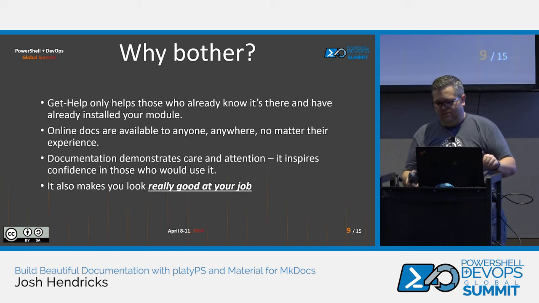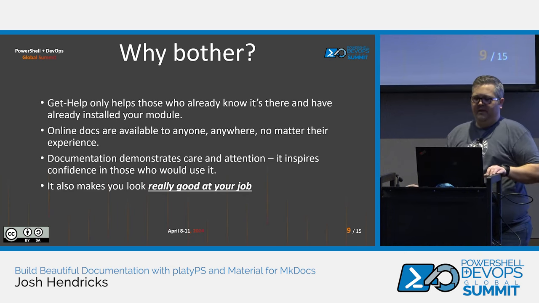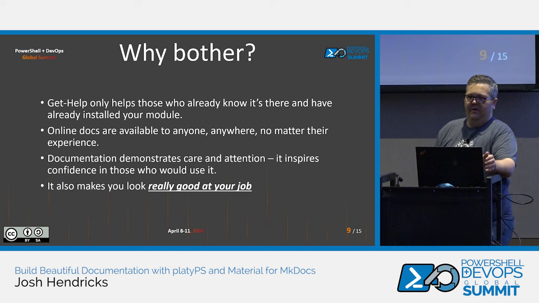So why bother with documentation? Besides the obvious, you want people to understand how to use your software. But why bother with online documentation? You can use comment-based help, and in a lot of cases, that's perfectly fine. That's enough. But Get-Help in the terminal is only useful if you have access to the terminal and you have that module installed. So if you want people to discover your tool, your project, whatever you're working on, having it online and having the documentation there will help people out.